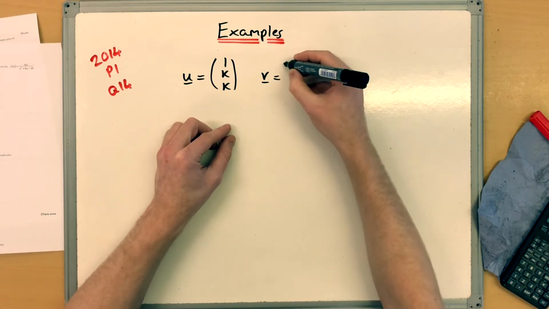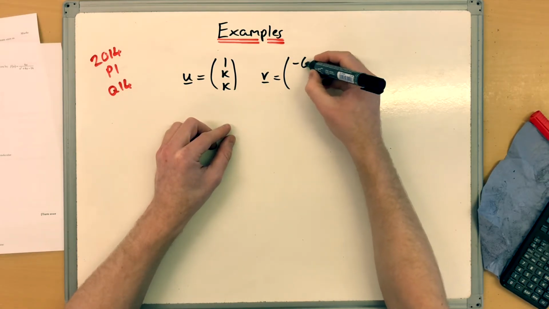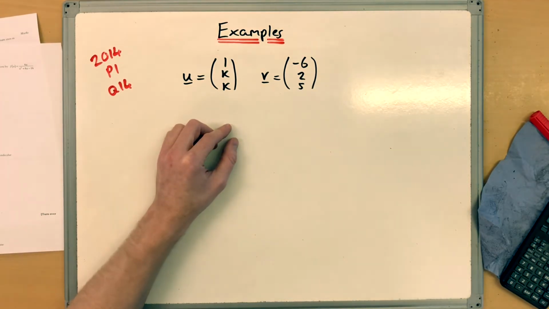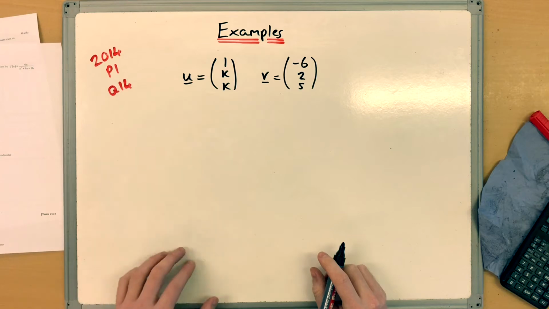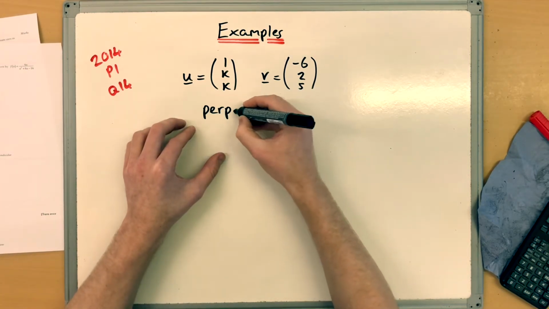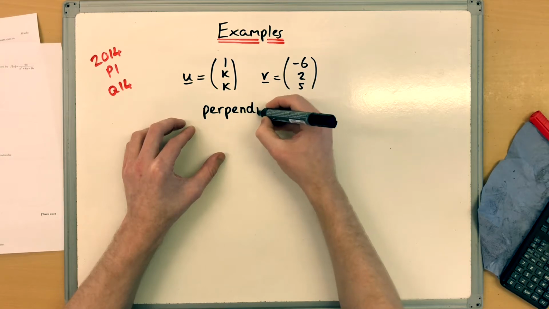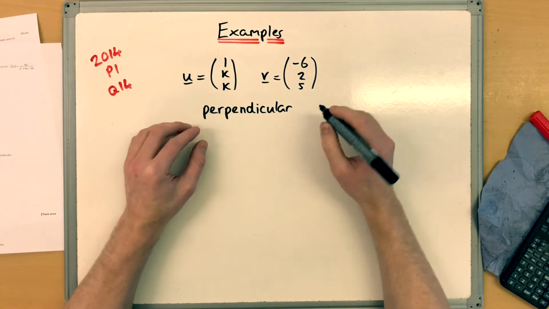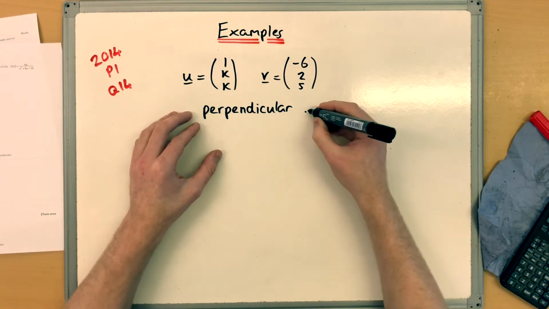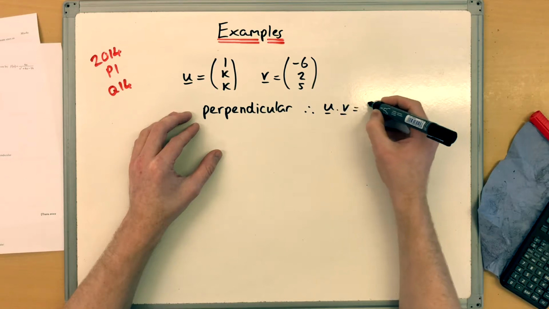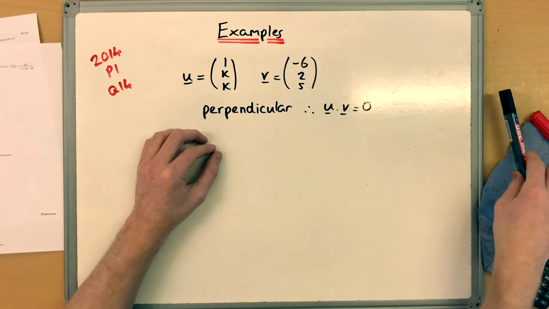Now what do I know? Well, I know that if they're perpendicular, the dot product is going to be 0. That's what should be jumping out at you from perpendicular here. So I'll say that. Now that tends to be worth a mark quite often for showing that you know the most important piece of information, which is that when vectors are perpendicular, u dot v is equal to 0.